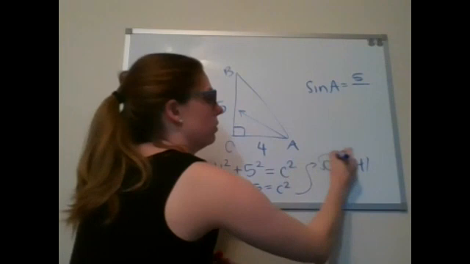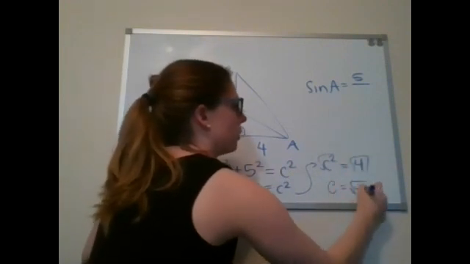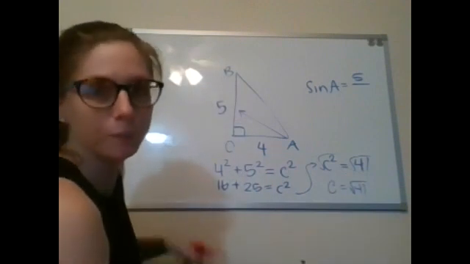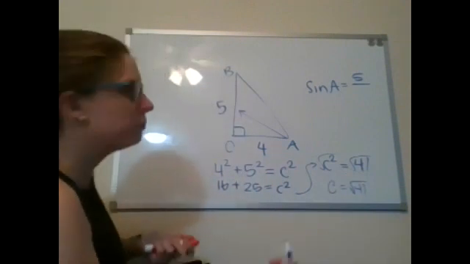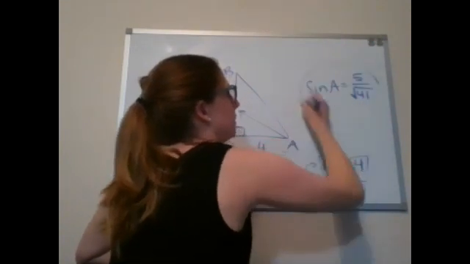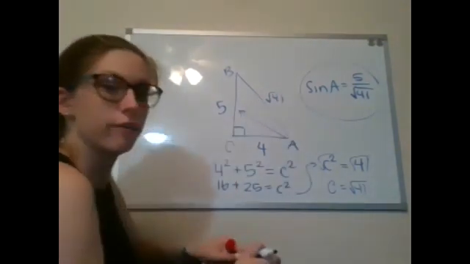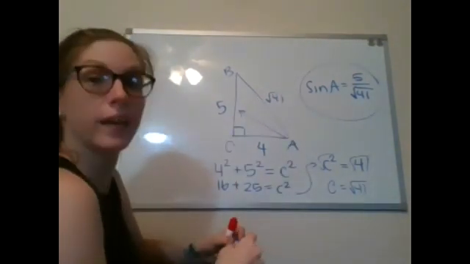Now we take the square root. So c would equal the square root of 41. I don't have my calculator handy, but square root of 41 is just fine. All we do is come over here and say that the hypotenuse is the square root of 41. So sine is 5 over the square root of 41, and you're done.